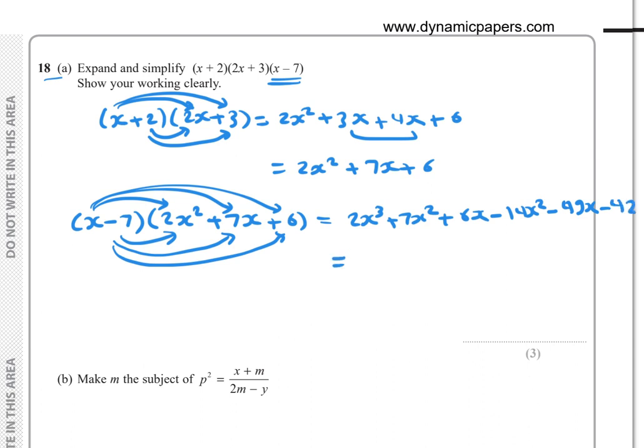Now simplify, combine the like terms. We have 2x cubed, 7x squared and negative 14x squared, so negative 7x squared. 6x minus 49x, so minus 43x, minus 42.